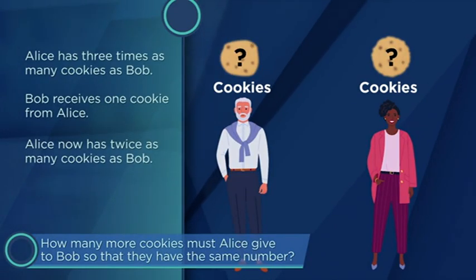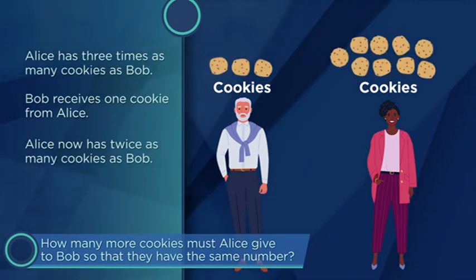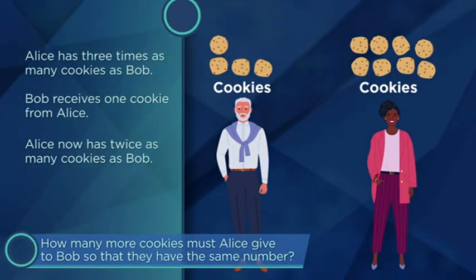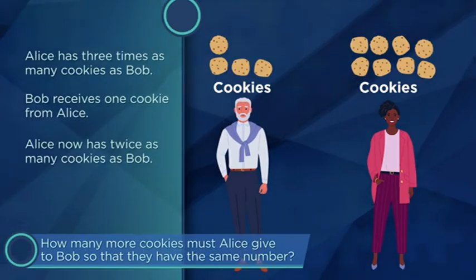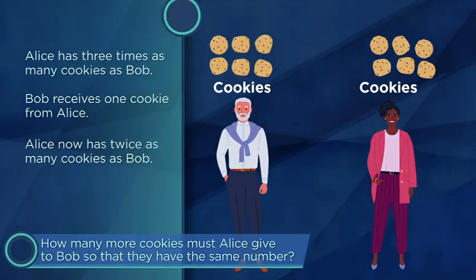Let's see if this works. Initially, Alice must have had 9 cookies to Bob's 3, since she had 3 times as many cookies and there are 12 in all. After handing over 1 cookie, Bob had 4 and Alice had 8, which is twice as many. And since the question asked for the number of cookies Alice must give to Bob for them to have the same number, the answer is that she must give him 2 more, after which they will both have 6. A very elegant solution, I think.